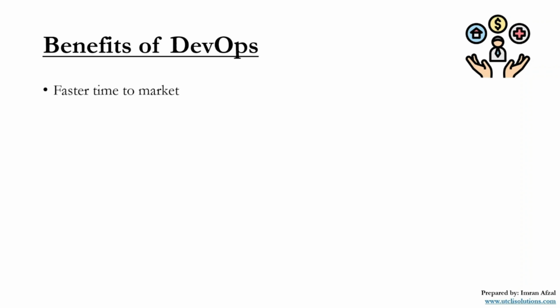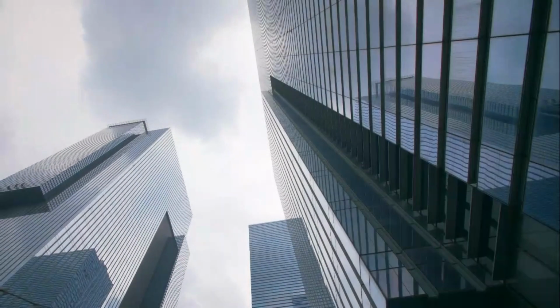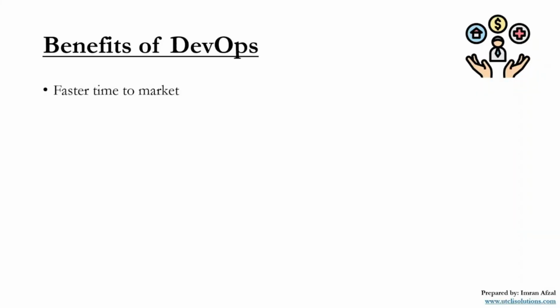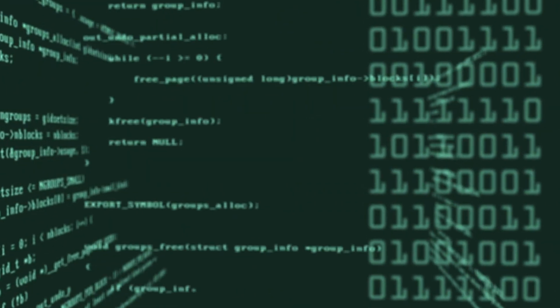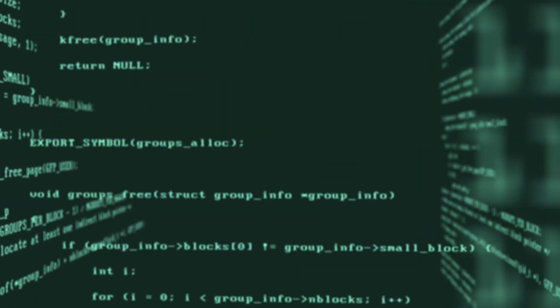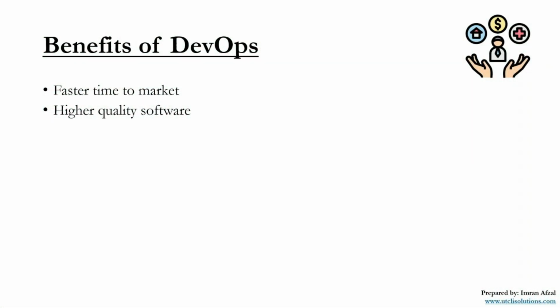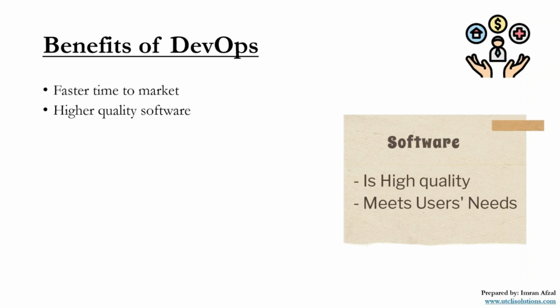So the first one is faster time to market. DevOps practices enable rapid deployment and development of software, allowing organizations to bring products and features to market a lot faster. Then we have higher quality of software. DevOps emphasizes automated testing and continuous integration, which reduces the likelihood of bugs and errors in software. So when there are no bugs, this helps to ensure that software is of high quality and meets user needs.